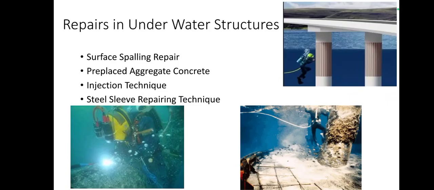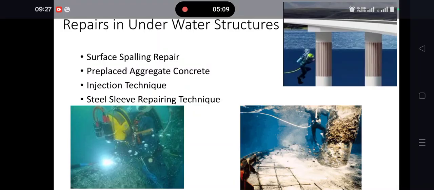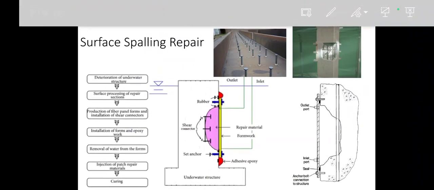There are four techniques available. One is surface spalling repair, second one is pre-packed aggregate concrete, third one is injection technique, and fourth one is steel sleeve repair technique. So first we will go for the surface spalling repair.